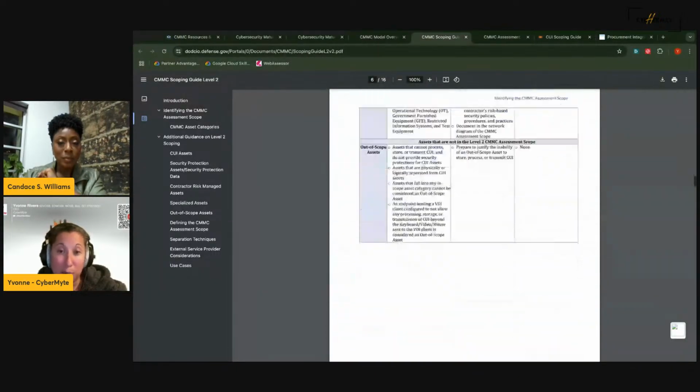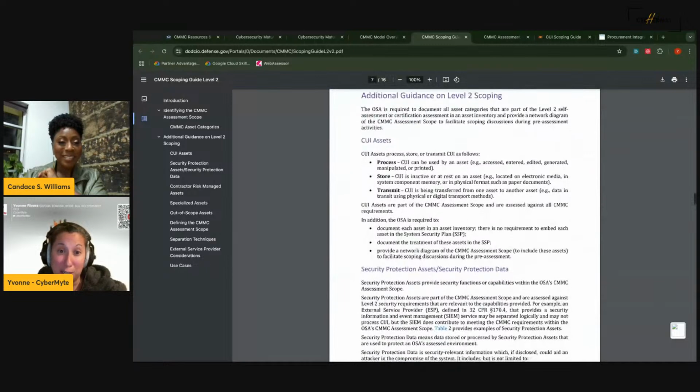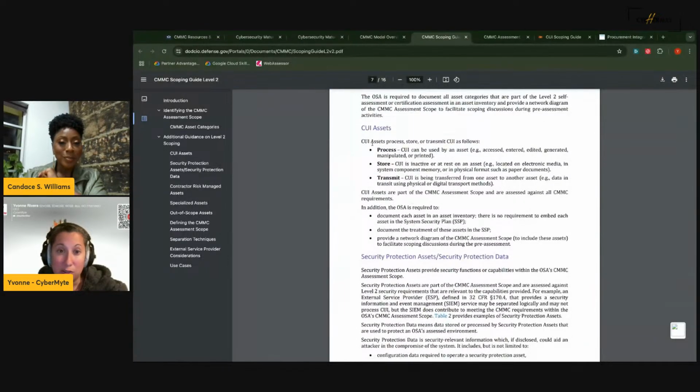I kind of like it, but really my favorite, this is a very good, this is the best part of this document right here, because it really kind of explains what a process is, what it means to store it and transmit. So it gives you, I guess, a visual idea of what it means.